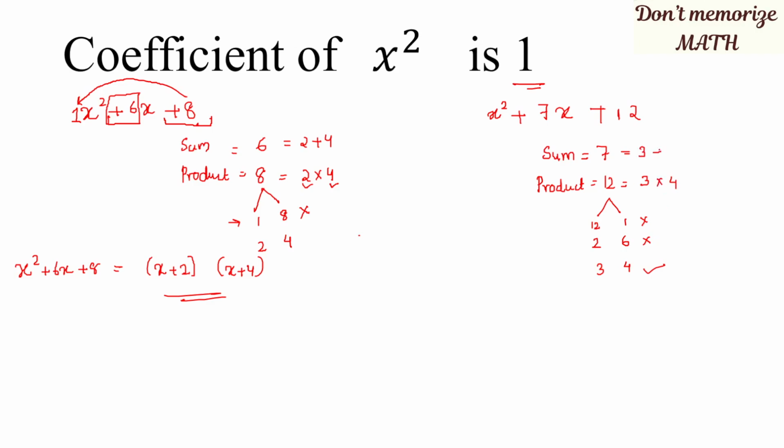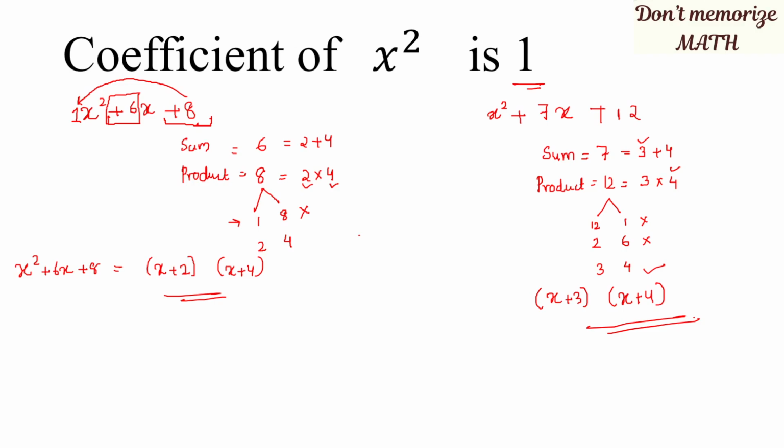And the same 3 and 4, if you are adding, you will get 7. So the first number is 3, so the first factor is x plus 3. And the second number is 4, so you can write the factor x plus 4. So we factorize the given quadratic expression, that is x square plus 7x plus 12 is equal to x plus 3 times x plus 4.